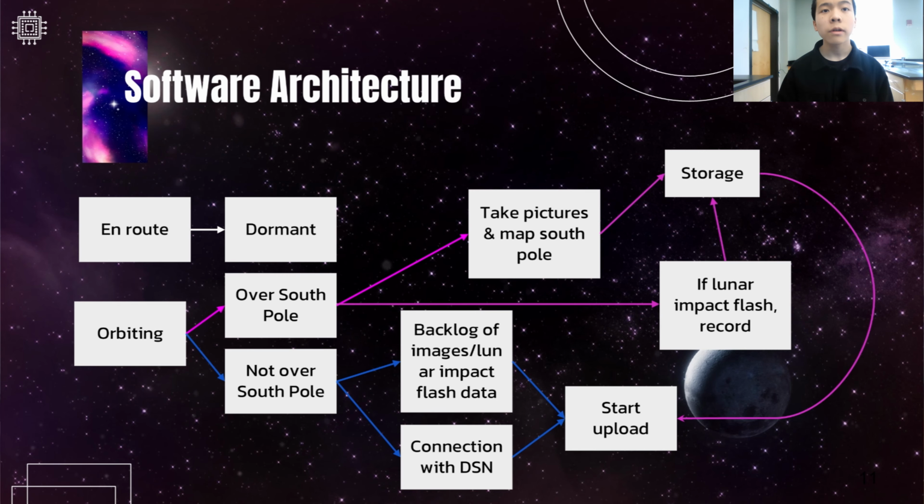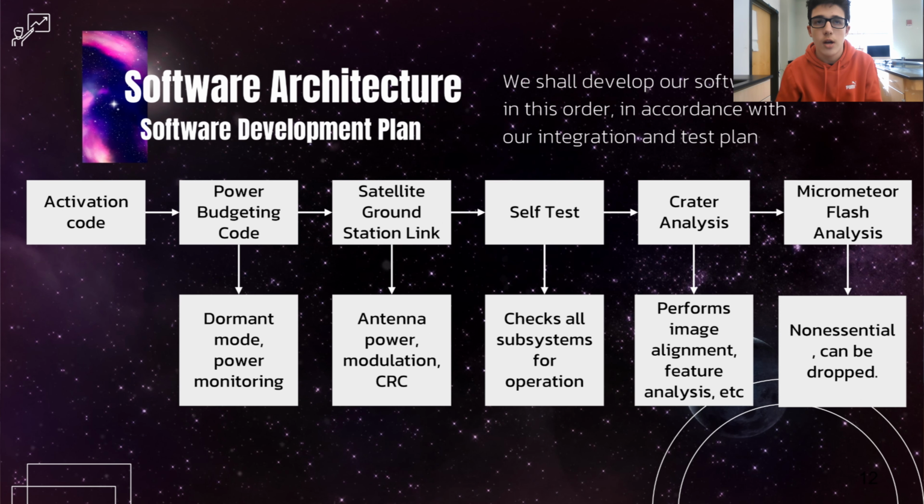As for software, the CubeSat is mainly active over the South Pole. We only do imagery while over the South Pole to conserve resources for data downlink, and to have enough resources to do imagery over the South Pole. We shall develop our software in this order, in accordance with our integration and test plan. Our plan is to develop software in parallel with this priority in mind. Micrometeor analysis is a secondary goal, and will be explained in a later slide.